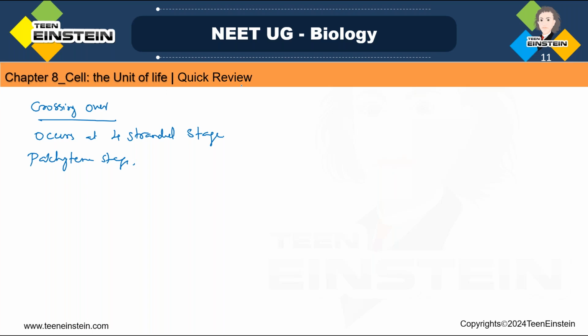For answering all these questions, the diagram of meiosis with all stages should be in your mind. The meiosis 1 and meiosis 2 diagram, and the cell cycle diagram. With all these diagrams, you can answer almost every question from this chapter.